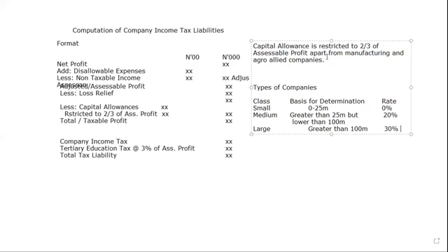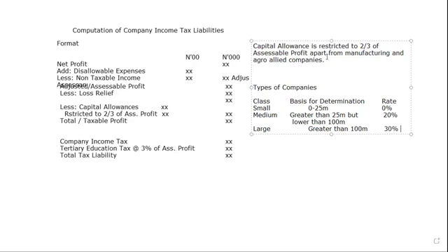Hello, sir. 2.5. Does it mean it's just 2022 and 2023 that is applicable? I'm lost. The 2.5 on the TET, does that mean it's only applicable for 2022 and 2023? 21, 22, and 23 of assessment. Okay, from 2021 to 2023. Yeah.